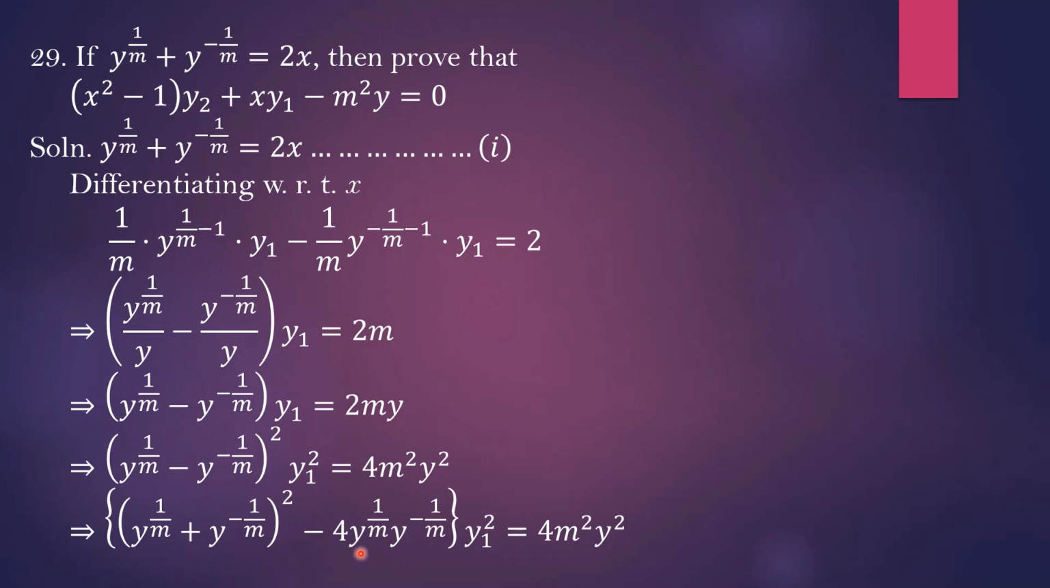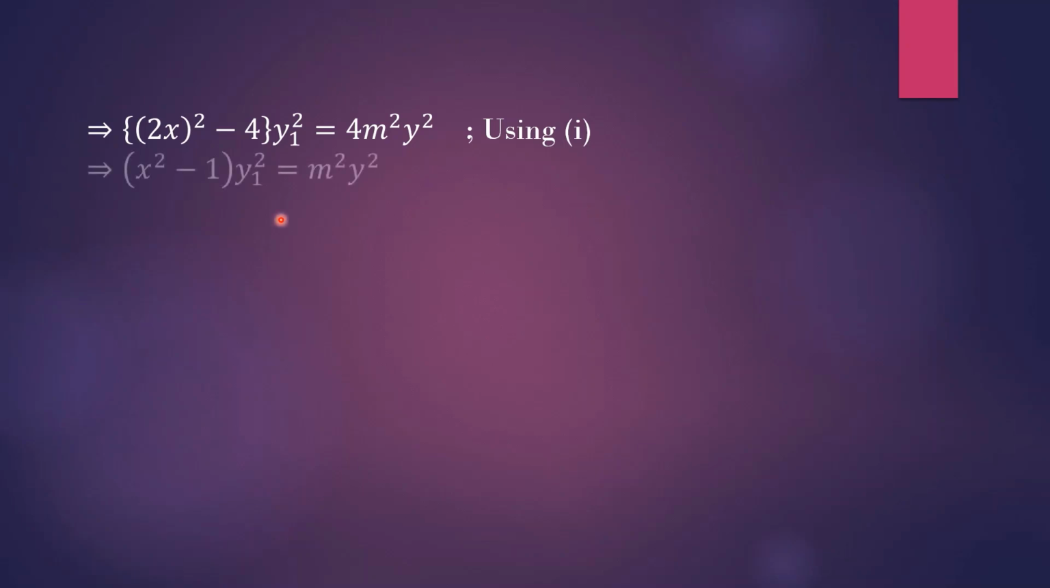So we replace it with twice x, and this y to the power 1 by m and y to the power minus 1 by m, these two will cancel, and after cancelling only 4 will remain. See, this is twice x whole square minus 4 into y1 square, and the right hand side is 4m square into y square, using result 1. You see that result in the previous screen. And then it is 4 cancel, so it is x square minus 1 remaining, y1 square, equals m square y square.